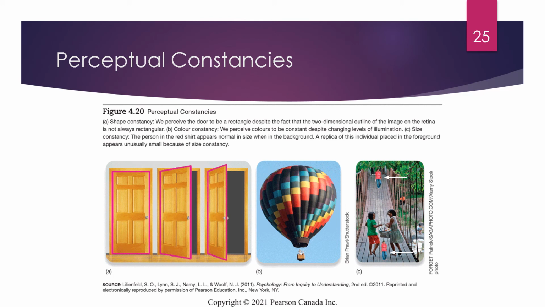And then the third one here shows size constancy. So you can see that if we were to take that person in the size that he appears at the top of the photograph and then bring him down to the bottom, it would appear that he's very small compared to the children in the photograph.